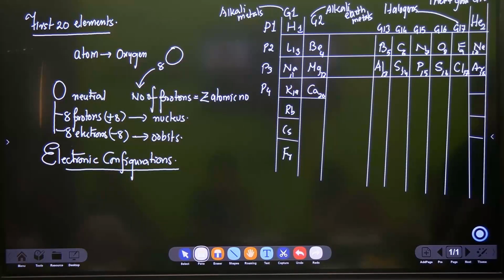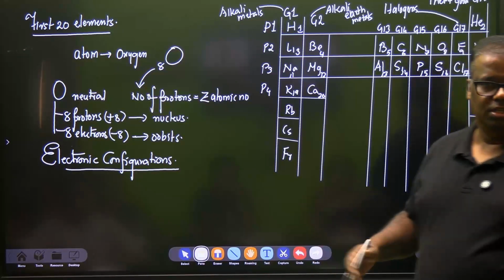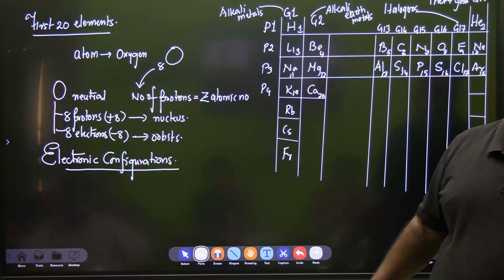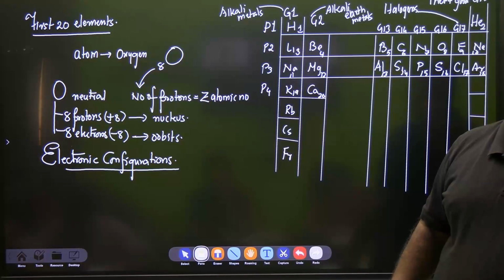Electronic configuration, you tell me one. What is the flat configuration? What do you mean by the flat configuration? How are the rooms arranged? Electronic configuration is how the electrons are arranged in various orbits of an atom. Okay? In various orbits of an atom.